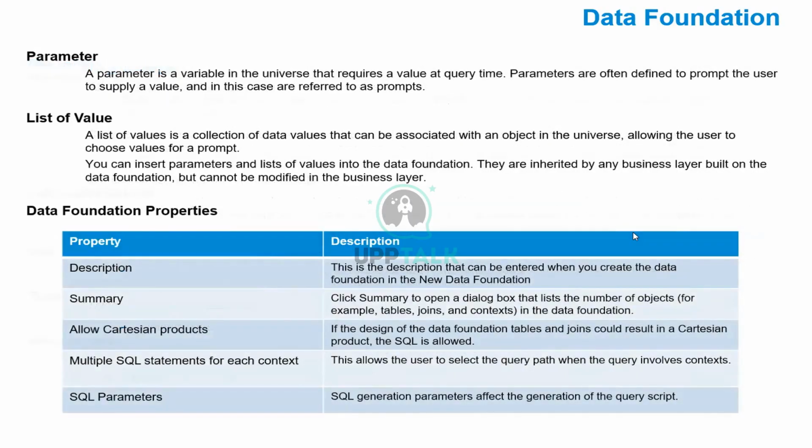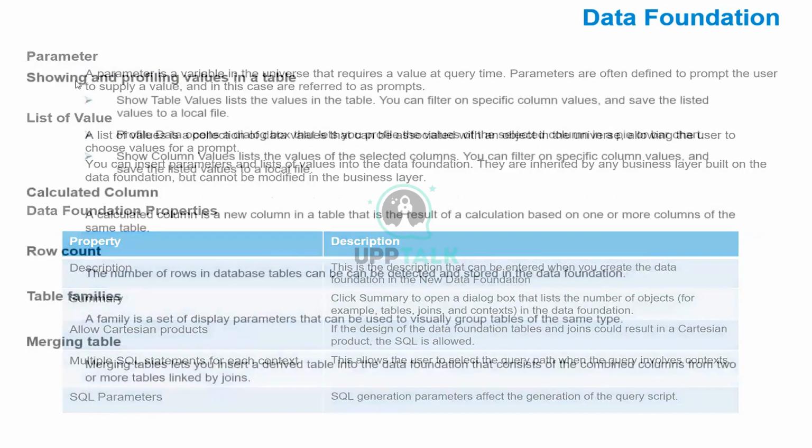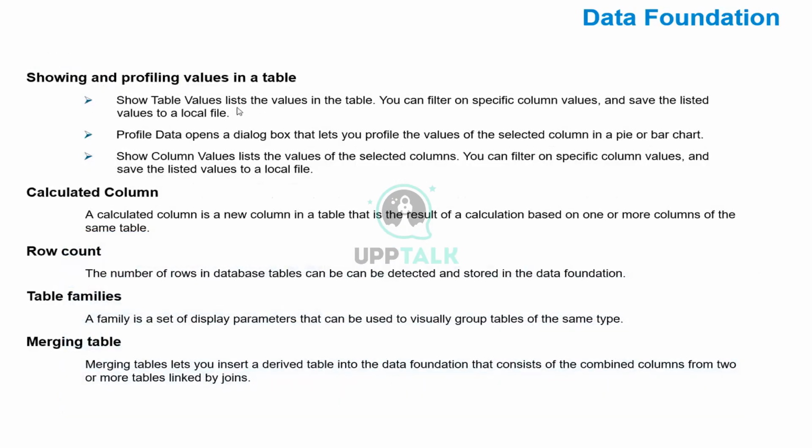Parameters and list of values we have already discussed. Showing and profiling values in a table: this is show table values. We also have the option to show table values just to see what kind of data is stored in that. A calculated column is a new column in a table that is the result of a calculation based on one or more columns of the same table. It is like a formula we will create. Row count gives the number of rows in a database table and can be detected and stored in the data foundation.